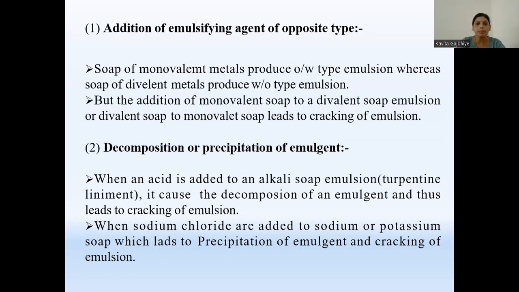Decomposition or precipitation of emulgent. When an acid is added to an alkali soap emulsion, turpentine liniment for example, it causes the decomposition of the emulsion and thus leads to cracking of the emulsion. When sodium chloride is added to sodium or potassium soap, it leads to precipitation of the emulgent and cracking of the emulsion. So these two are examples that come under the decomposition or precipitation process of emulgent.